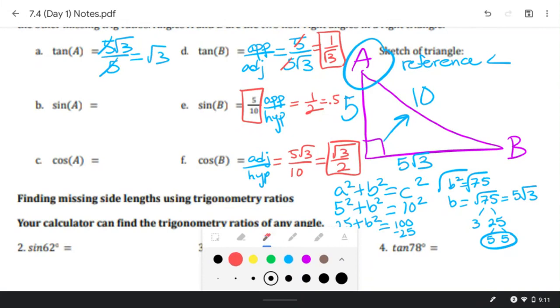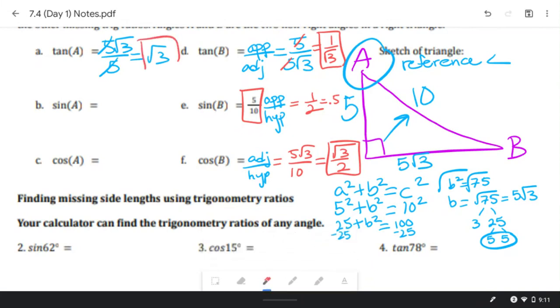And notice that that's the reciprocal of tangent of B. So this is the square root of 3. This is 1 over the square root of 3. Those are reciprocals of each other. If I were to just put that over 1, because the square root of 3 is the same thing as the square root of 3 over 1, you should notice that those are reciprocals of each other.